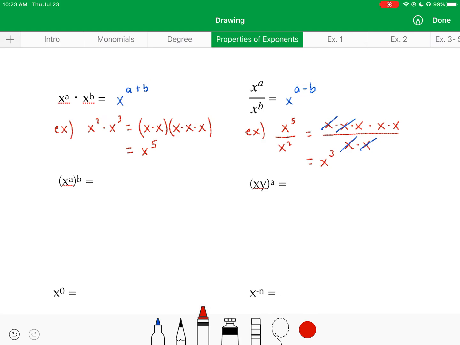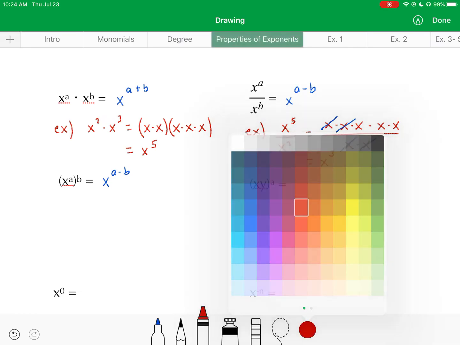All right, so of course, the shortcut using the property is to get that power of 3, just subtract 5 by 2. All right. If I take a monomial of x to the power of a and I raise it to another power of b, then I can simply multiply the two powers together, x to the power of ab. All right, example for that.